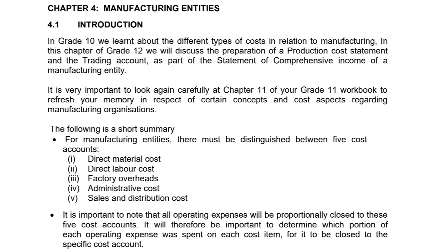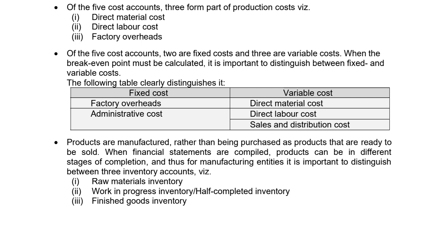It is important to note that all operating expenses will be proportionally closed to these 5 cost accounts. It will therefore be important to determine which portion of each operating expense was spent on each cost item for it to be closed to that specific cost account. Of the 5 cost accounts, 3 form part of the production cost: your direct material cost, your direct labor cost, and your factory overheads. Of the 5 cost accounts, 2 are fixed costs and 3 are variable costs.